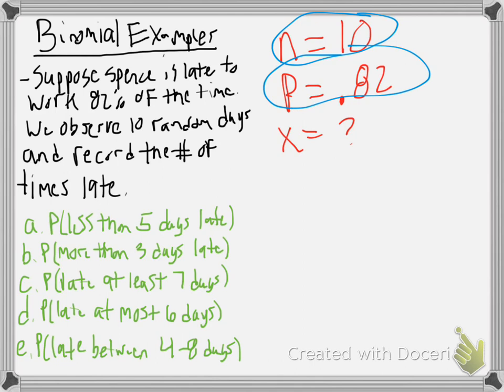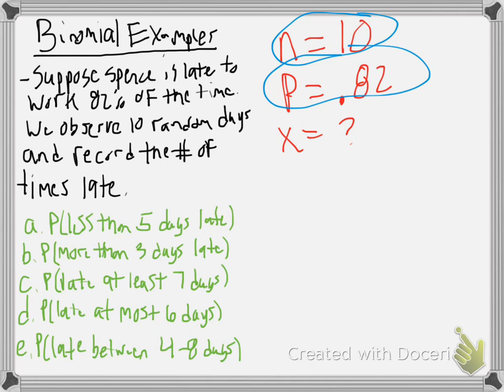Now the last examples we did were exactly. So we used the Binompdf, exactly 3 days, exactly 5 days, exactly 8 days. That's all Binompdf. Now we're going to want to use a different function that's a little faster when we have intervals that we're looking for.